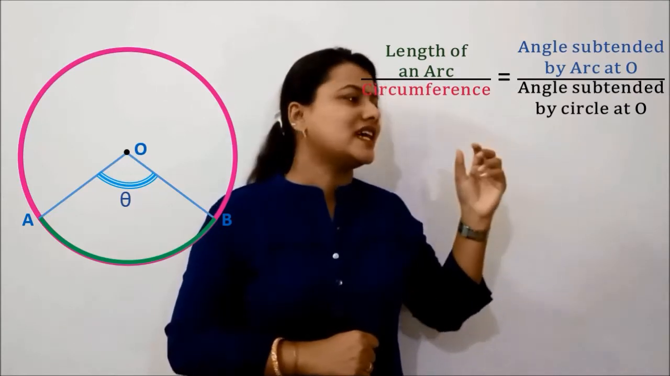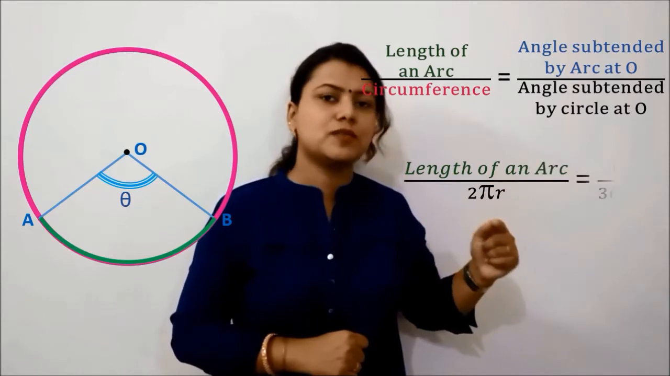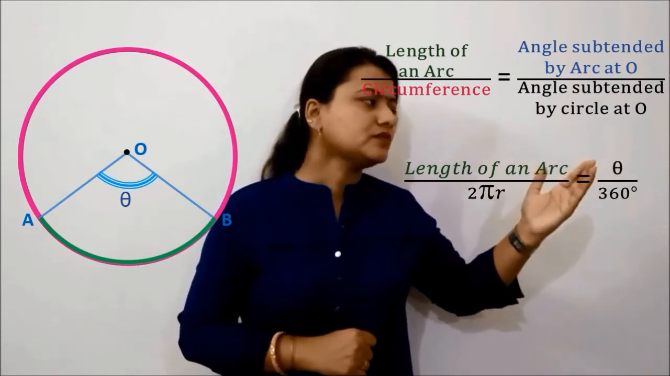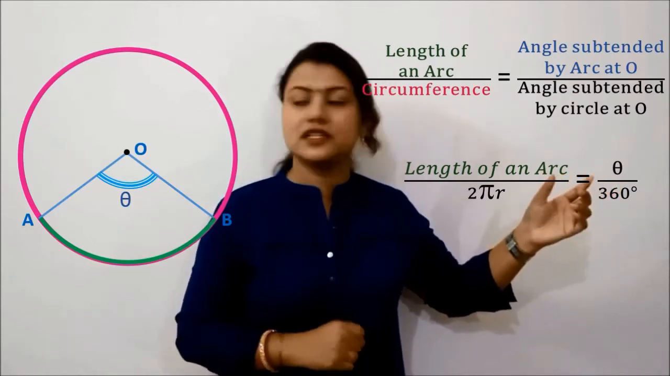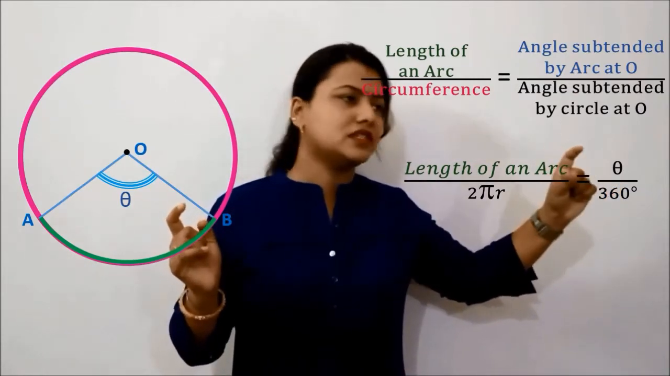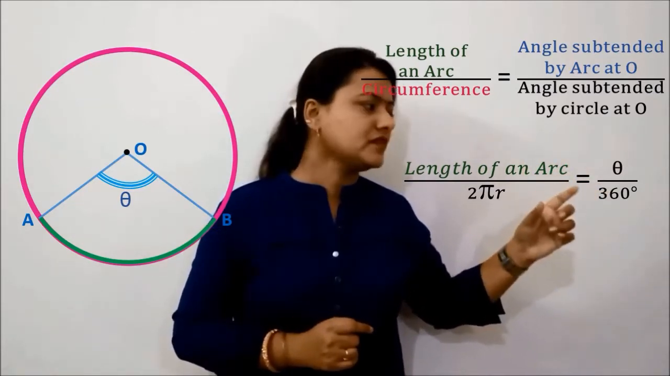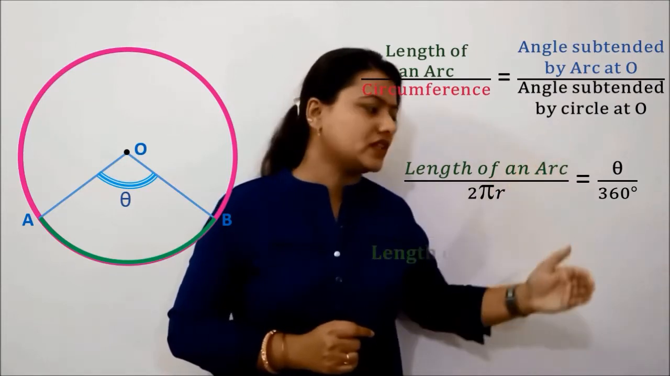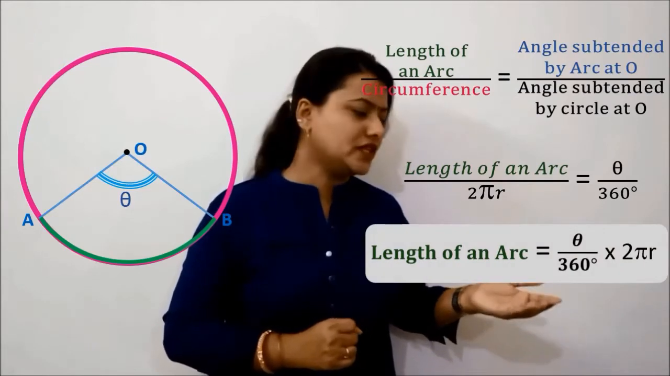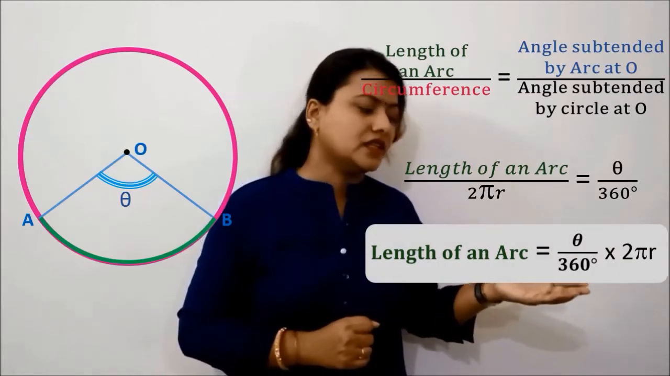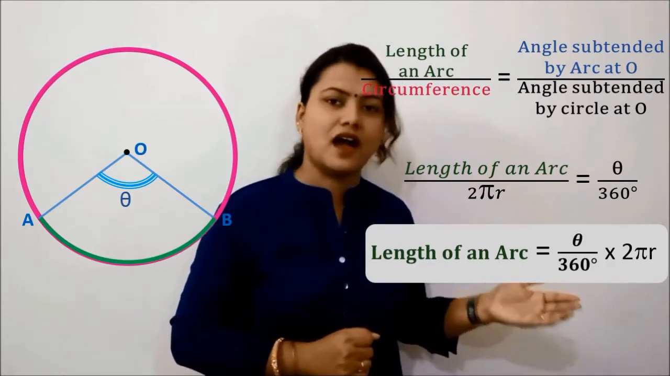And we know that the length of an arc upon circumference, the formula of circumference being 2 pi r, equals the angle subtended by the arc at the center. Here it is theta, so it will be theta upon the total angle of 360 degrees. On solving this, we get the formula that the length of an arc is equal to theta upon 360 times the total length, that is the circumference 2 pi r.